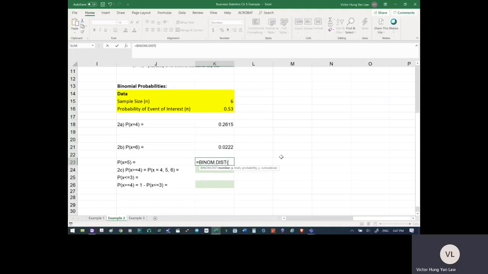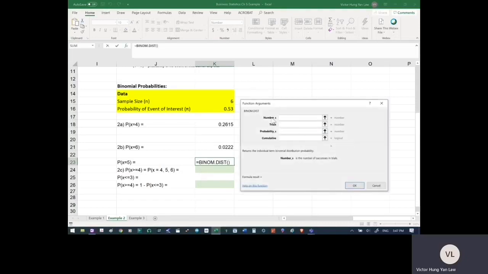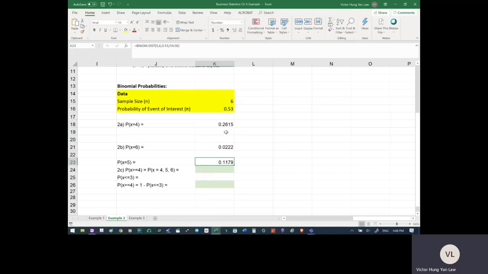So equal binom.disc, and then we're going to enter those in. X is 5, number of trials is 6, probability is 0.53, and our cumulative is false because we're looking at the probability of X equals 5. And once we plug that in, we're going to get 0.1179. Once we have the probability of 4, 5, and 6, we can add these 3 numbers up, and that will give you the probability of X greater than or equal to 4. So we take the 0.26, plus the 0.022, and then add the 0.1179, and that will give you 0.4015.